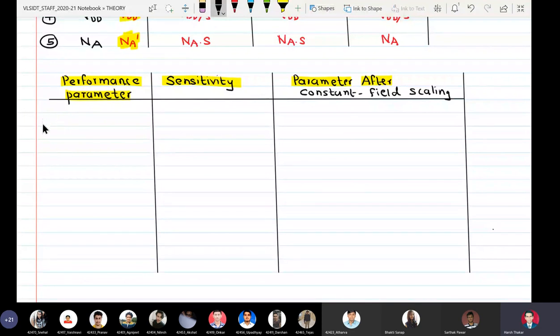So the first parameter is beta, also called the gain factor. I'll be teaching you this, but for the sake of discussion, we are just putting it down. First is the gain factor beta. Second is the device current, that is the current carrying ability of the MOSFET. Third parameter is the resistance R, also called the on-state resistance of the device, so we can say R or R on. Fourth is the gate capacitance CG.